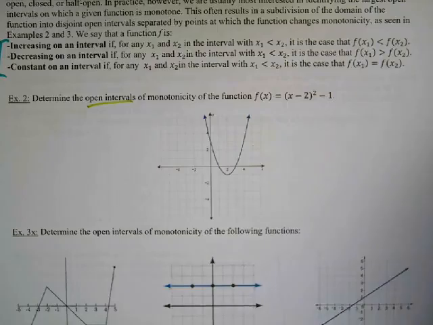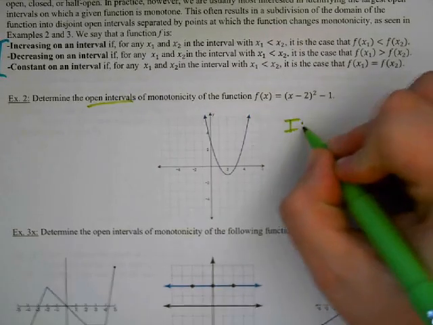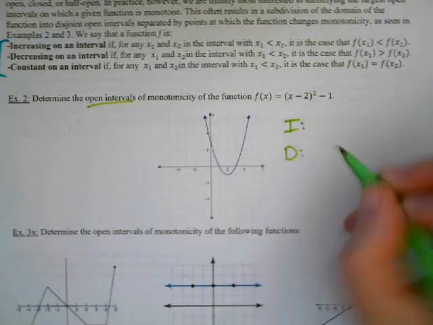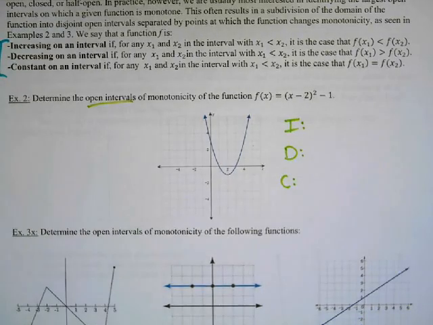And so the first thing that I want to do is I want to come over here and I want to write an I for increasing, a D for decreasing, and a C for constant. Even if your function isn't doing one of these, we need to make that known. We can't just leave it off.